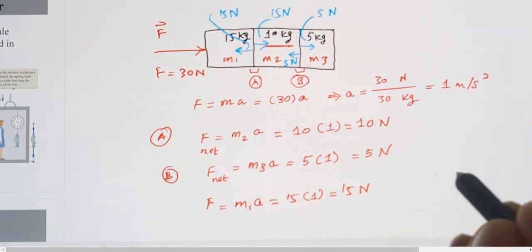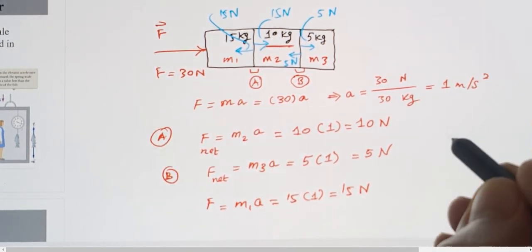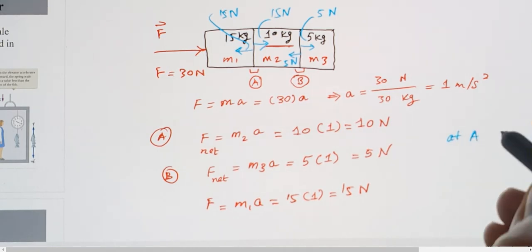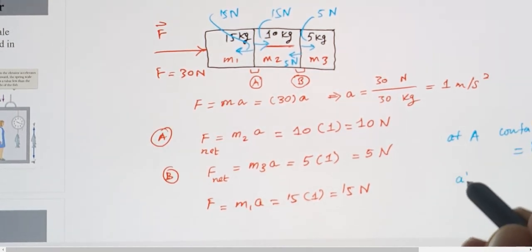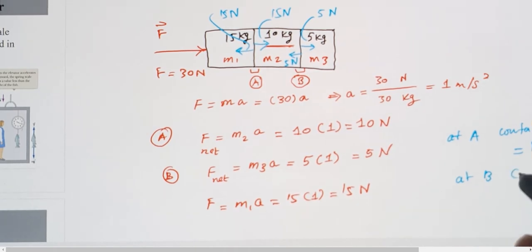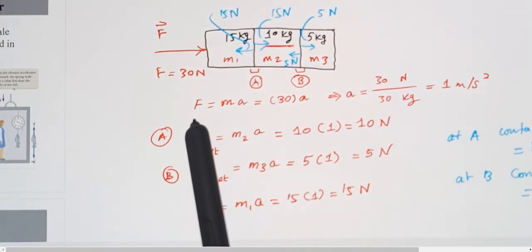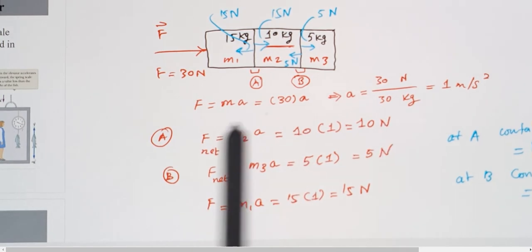So that means at A, contact force equals 15 Newton, and at B, contact force is equal 5 Newton. And it will give you different results if you apply the force from right to left.